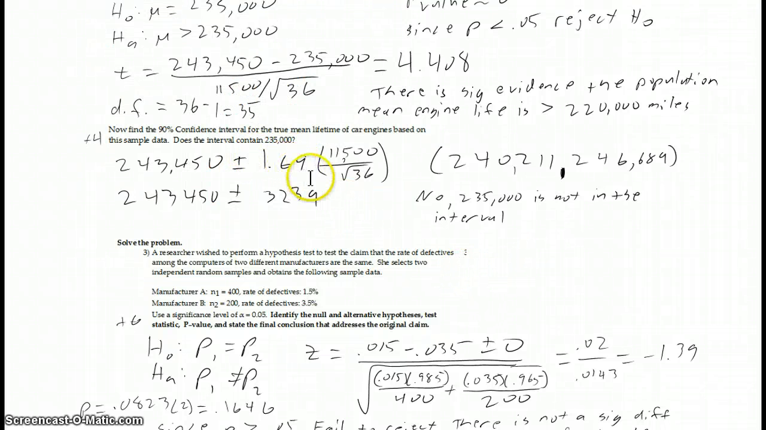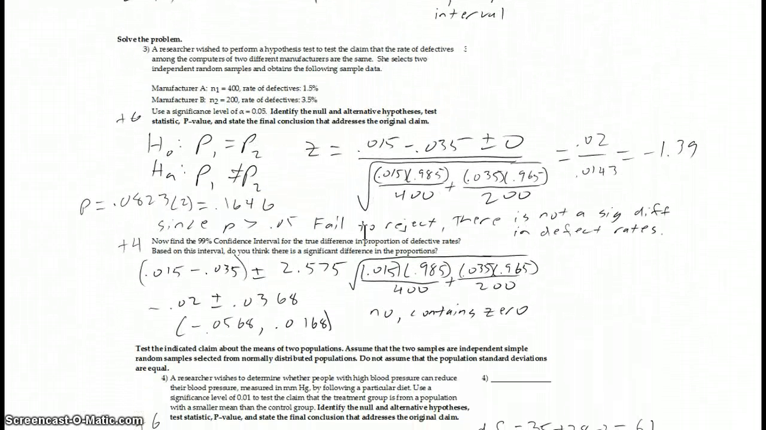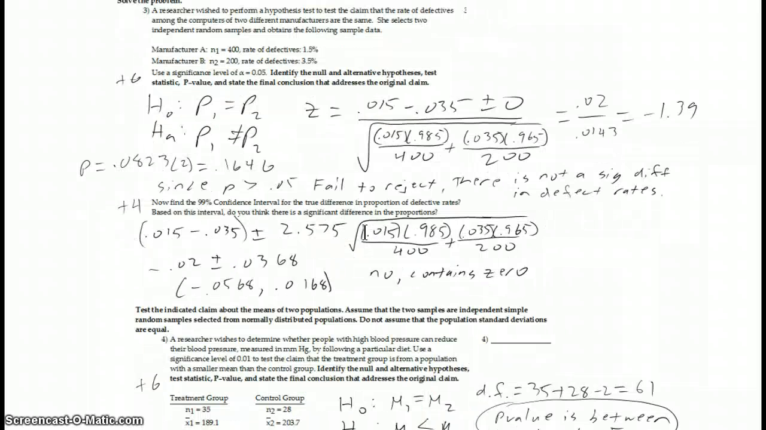And so we would be 90% confident the true average engine life is between 240,000 and 246,000. And since 235,000 is not in that interval, that again backs up saying, yeah, it probably is higher than 235,000. It is significant. So does it contain that? The answer is no.